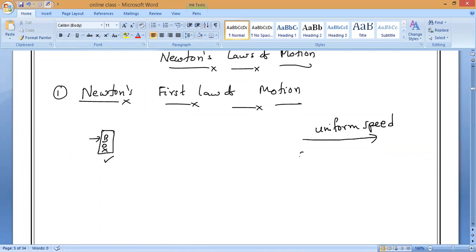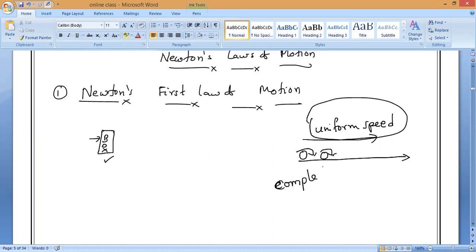Now, let me take one ball. Now the ball has started moving. The ball which is moving in uniform motion, in a straight line, will always remain in uniform motion unless it is compelled by an external force. What do you mean by compelled? Anybody? What do you mean by compelled, guys? It is compelled by an external force.